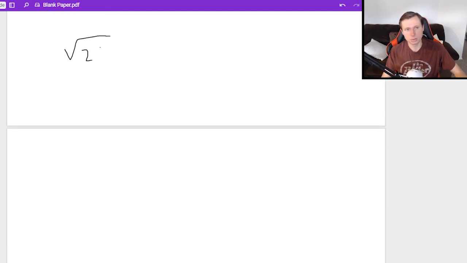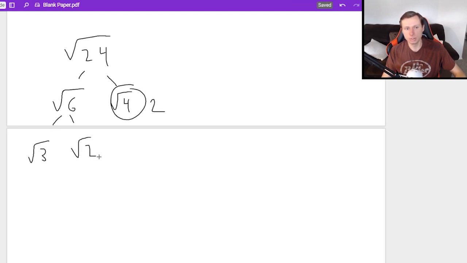Next is the square root of 24. 24 I know breaks up into root 6 and root 4. Root 4 is a perfect square. That's 2. Root 6 can be broken down further into root 3 and root 2. But notice that none of those are squares or pairs. So what do we do then? Do we write 2 root 3 root 2?